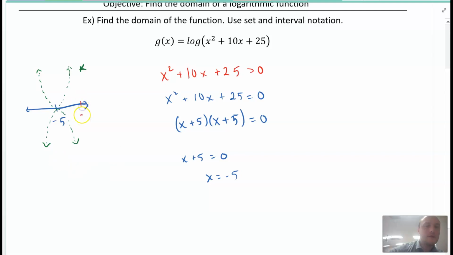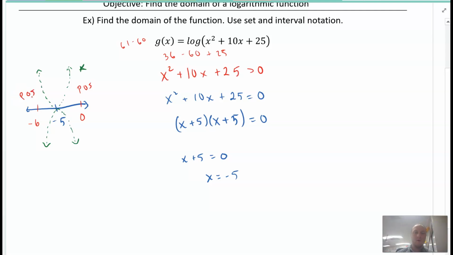I'll test 0. 0 is over here. So when I plug in 0, I get 0 plus 0 plus 25. So 25 is greater than 0. Yes, this is positive. So it's looking like this case where it's both positive. And then I'm going to pick a value. Negative 6 is fine. So negative 6, if I plug that in, we get 36 minus 60 plus 25, and this would give us 61 minus 60. Positive 1, so it's positive.